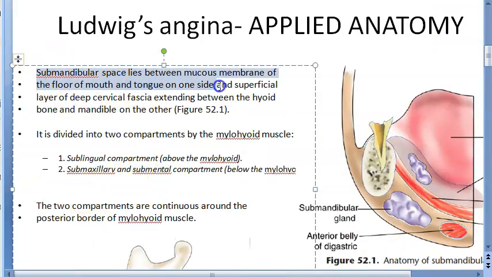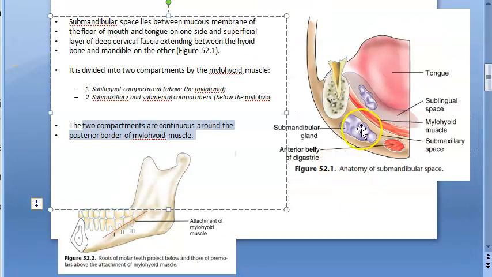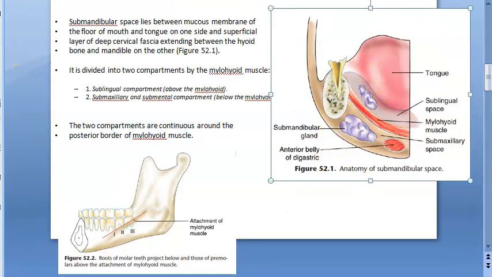So the submandibular space, guys, lies between the floor of mouth and tongue on one side and the superficial layer of deep cervical fascia. It extends from the hyoid bone to the mandible. It's divided into two compartments. You understood now? Sublingual compartment, and submaxillary and submental compartment. So two compartments only. The two compartments are continuous around the posterior border of the mylohyoid muscle. In the posterior border, both of these spaces are continuous. Something like this, maybe you can see.